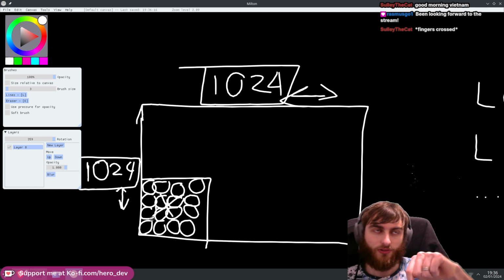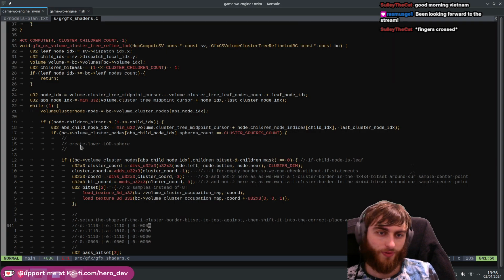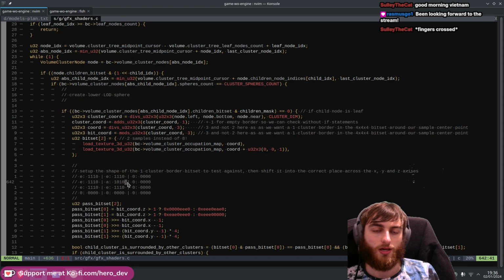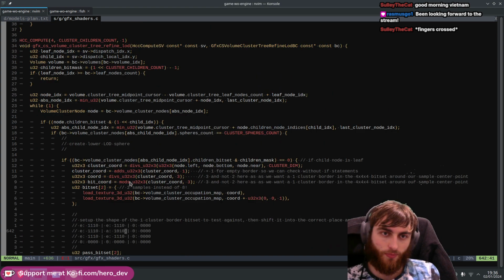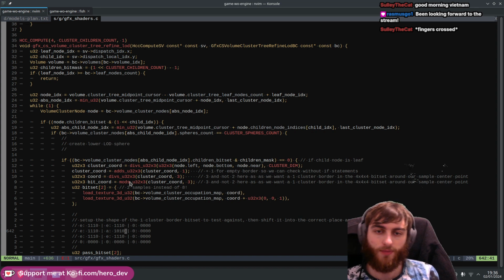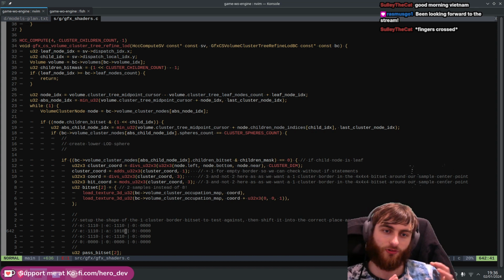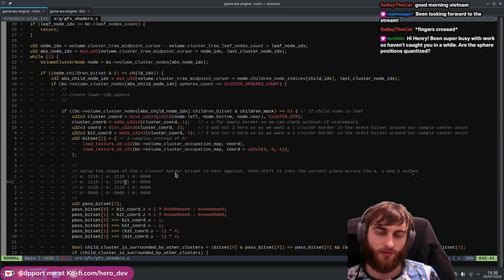Is this cluster surrounded by other clusters which are also filled up with spheres? And if that is true, then we can demote this to a low level of detail. So that's what this code is doing here. To solve that problem, I've made basically a bit set texture that we set.